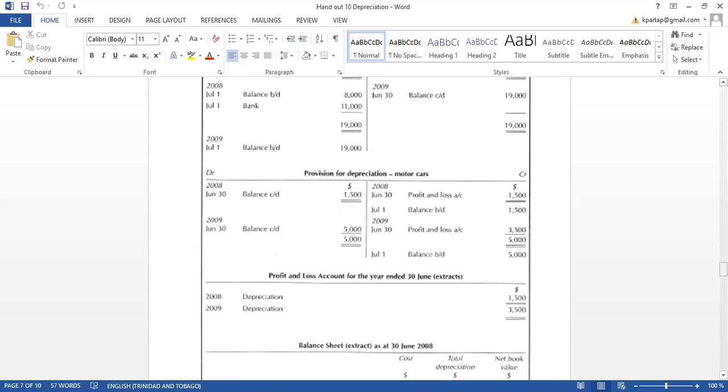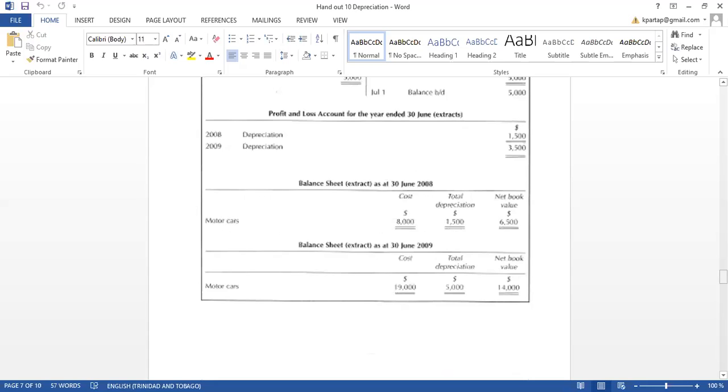I don't like how this example worked out though, because it is two different vehicles. So we should treat them separately. You should treat the depreciation separately. But they put it together, as in the 1,500 and the 2,000 added together, the 3,500. So in the profit and loss account for the year, they had the depreciation in 2008 at the 1,500 and in 2009 depreciation at the 3,500. Motor cars, right? Yeah, they just treat them together.